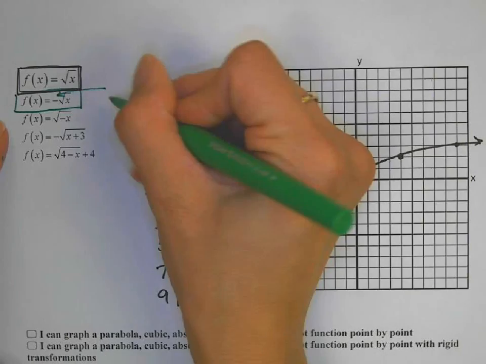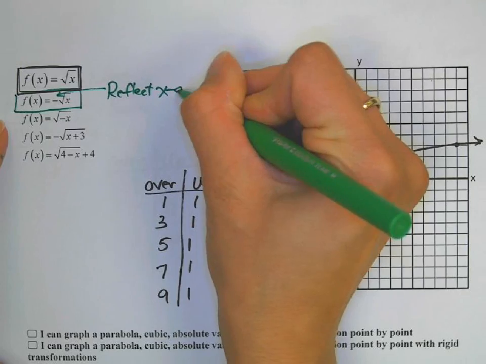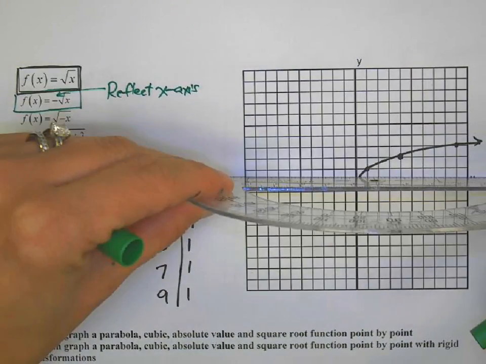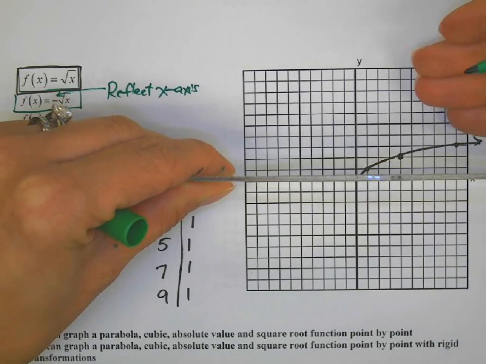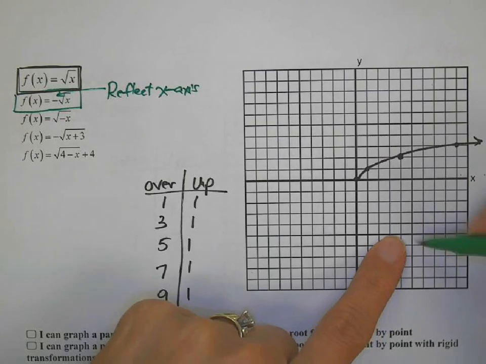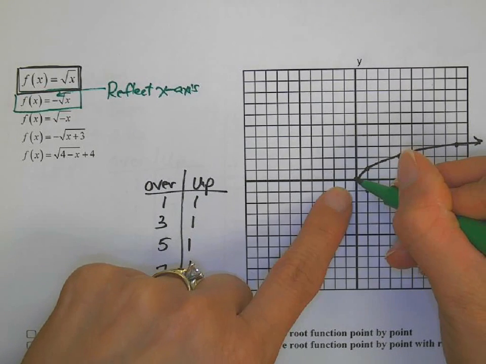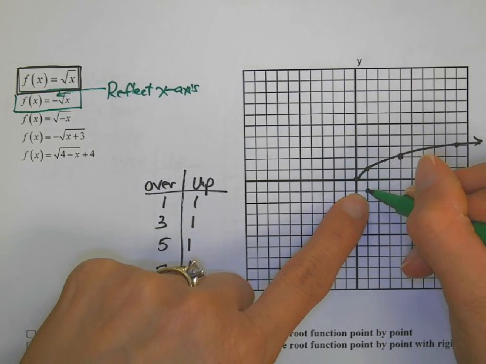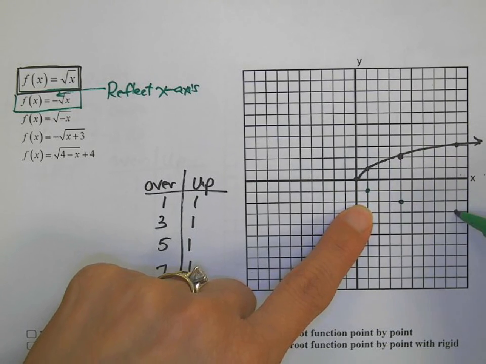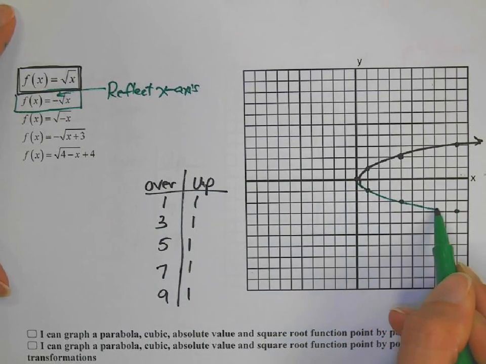The next one has a negative out in front, so that is going to be a reflection over the x-axis. So if I take a look at this graph and I study this as the x-axis, my graph is going to be reflected over that x-axis down into quadrant 4. Okay, quadrant 4 is going to be looking like this. Down 1, right 1. Down 1, right 3. Down 1, to the right 5. The 2 of these should make a very nice parabola.